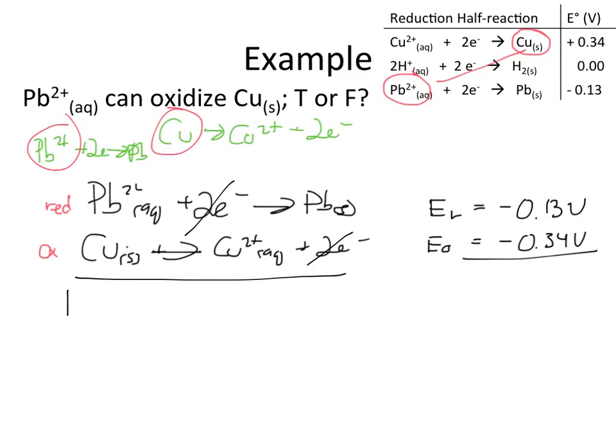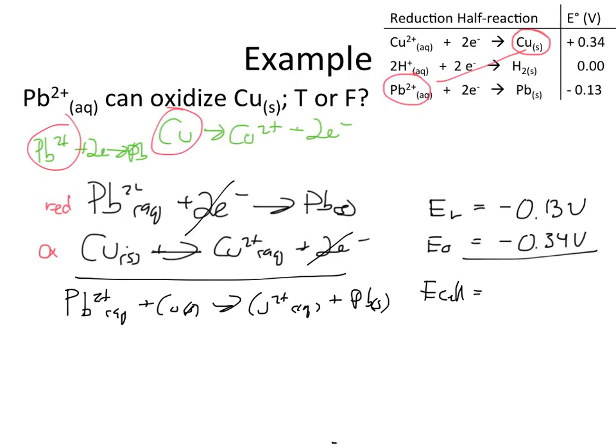We can just cross things out. Our final reaction will be Pb2+ aqueous plus Cu solid, giving us Cu2+ aqueous plus Pb solid. That's our final net ionic equation. For our E cell, we take our reduction potential plus our oxidation potential, and our final value is going to be negative 0.47 volts. Once again, the number doesn't really matter for us right now. It's all about the sign, and a negative sign means that it's going to be non-spontaneous. So this agrees with our original prediction using our diagonal rule.